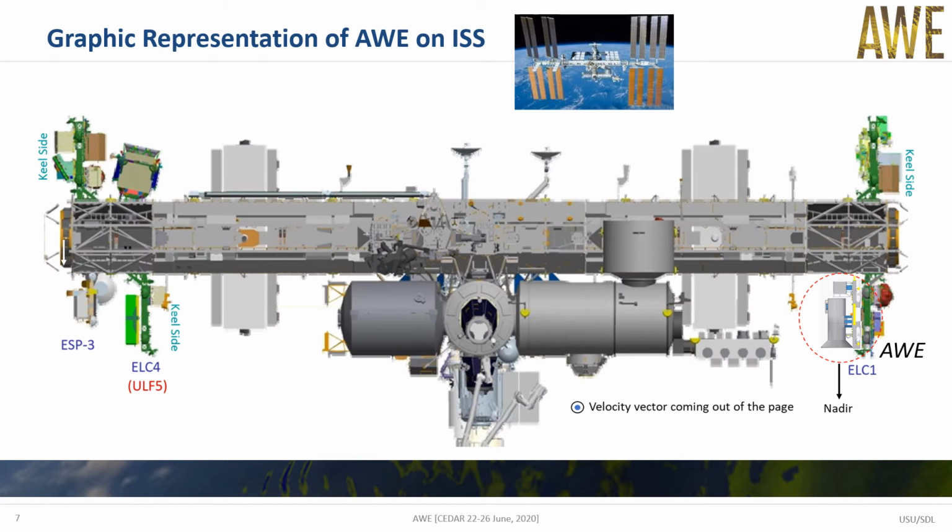This graphic representation shows the planned location of OR on the ISS, indicated by the dashed red circle on the far right of the platform. The AMTM will observe the nadir from ELC-1 platform Site 8 with a 90-degree field of view. 2 years of observations are planned from mid-2022 to mid-2024.